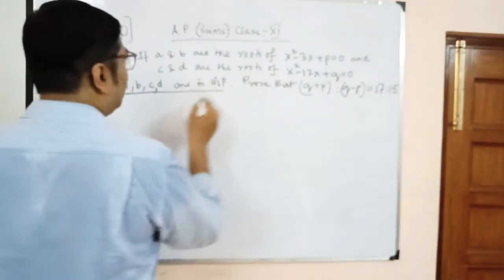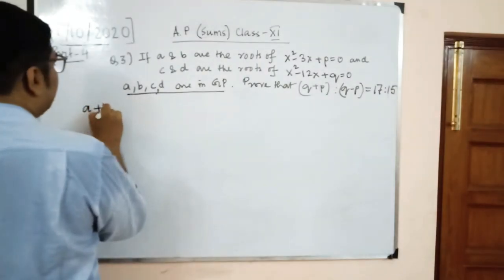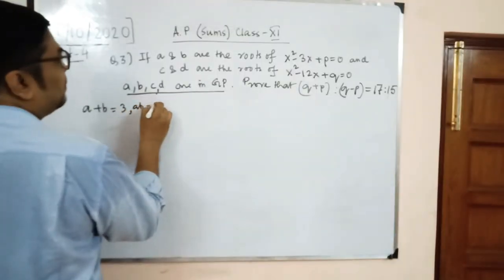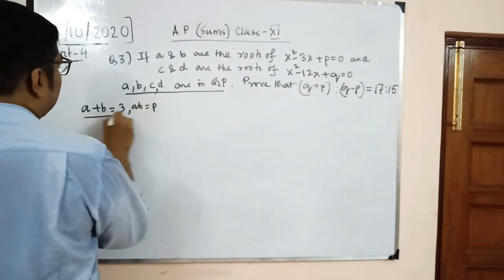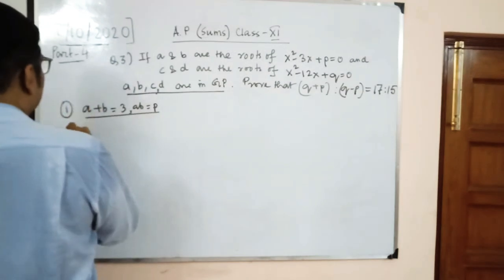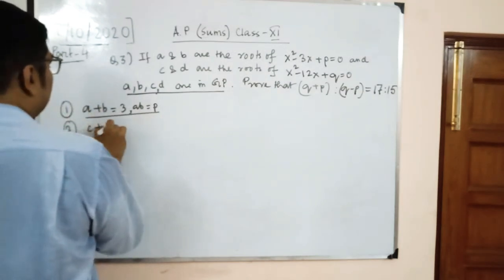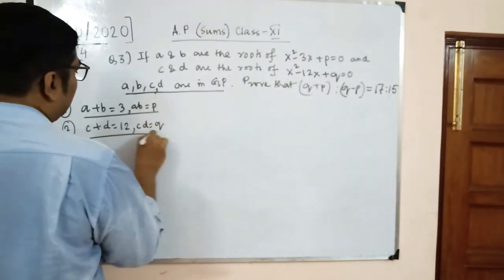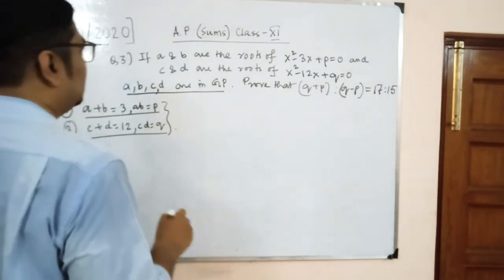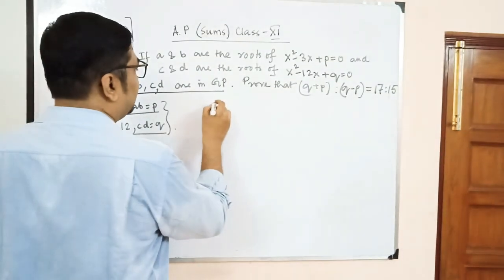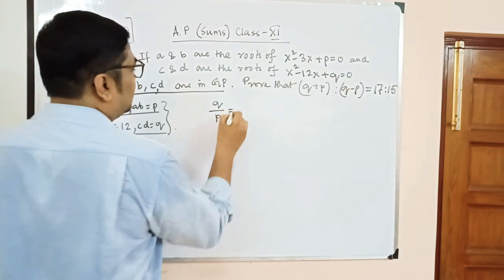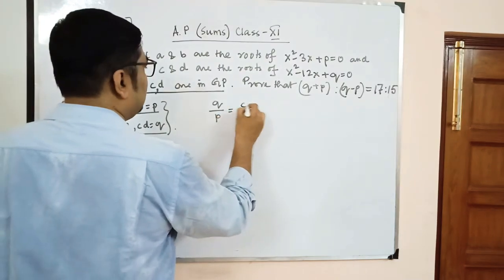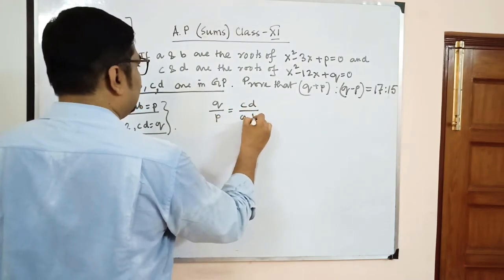So we get the relation from the roots that A plus B, sum of the root, that is equal to 3, and of course the product of the root AB will be equal to P. So this is from the root relation we got. Number 2 is C plus D equals to 12, then CD is equal to Q. This also, these two things we got. Therefore here if we perform Q by P, so we get something like CD by AB.